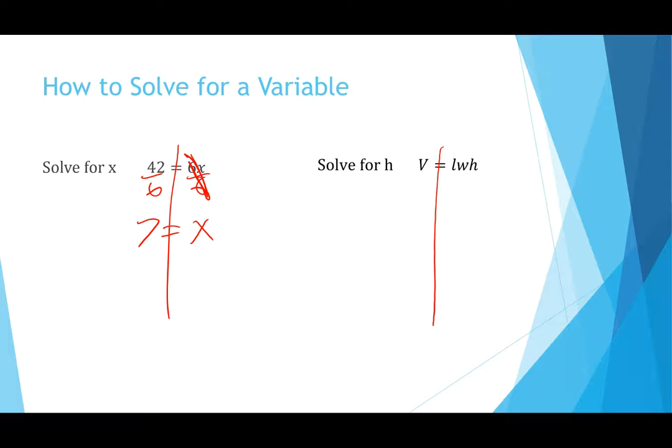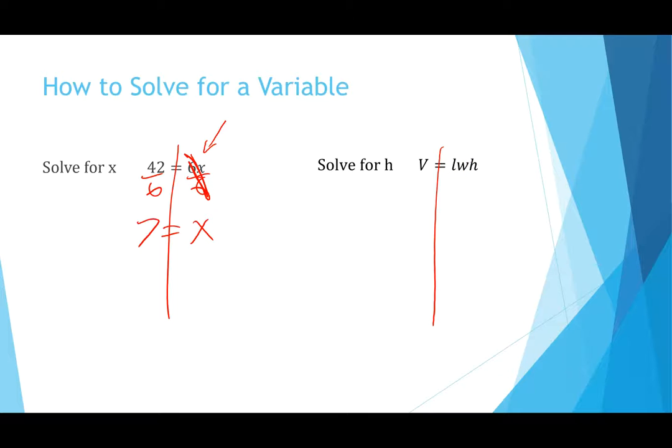So just like I looked at with the 6, right? When I looked over here, I said, okay, that was 6 times x. So the opposite of multiplying by a 6 would be to divide by a 6, and therefore it would cancel out. And I think the same thing here. I think, okay, here's LW. What kind of math is going on with LW and h?